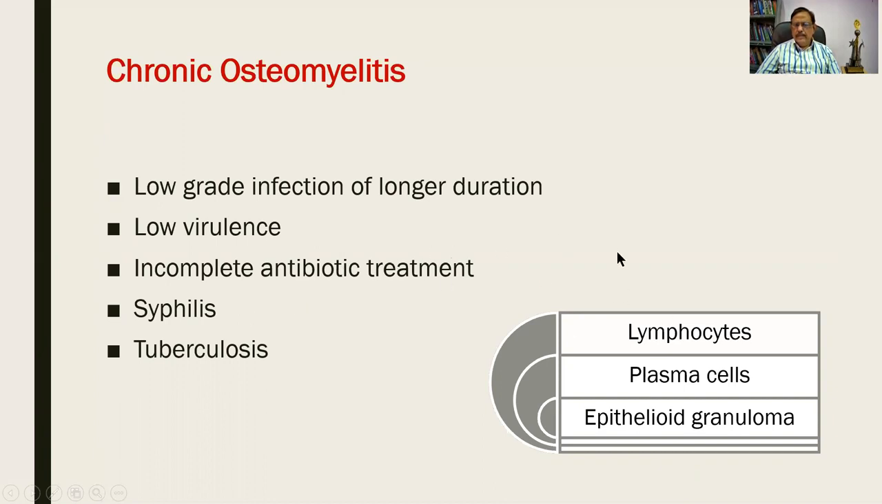And what we will see histologically will be lymphocytes, plasma cells. These are all chronic inflammatory cells. And there can be a granuloma also. Whereas in acute osteomyelitis, you will get neutrophils.